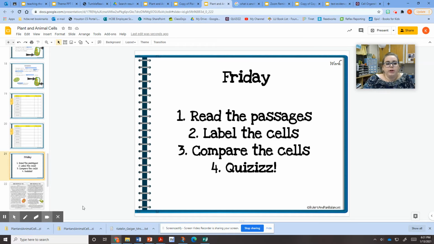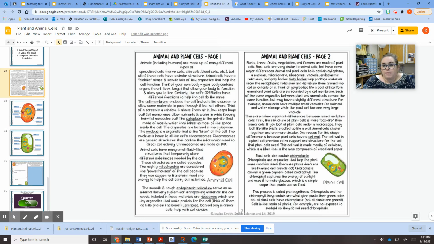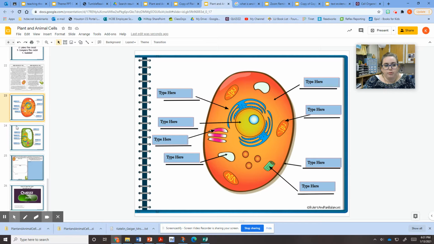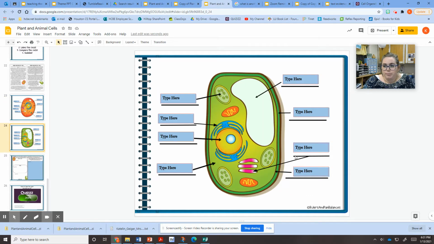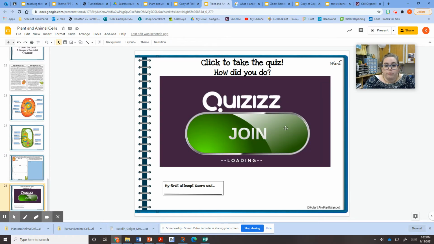On Friday, you're going to read passages, label cells, compare cells, and take a quiz. So here's your 2 passages. Here's your cell to label. Here's your other cell to label. Here you're going to compare animal, plant, both. And then here it says, using the information learned, explain the similarities and differences between plant and animal cells. Use factual information to support your explanation. And then finally, you end with this quiz. You click on the join, and this will pop up, and you can go and take the quiz.